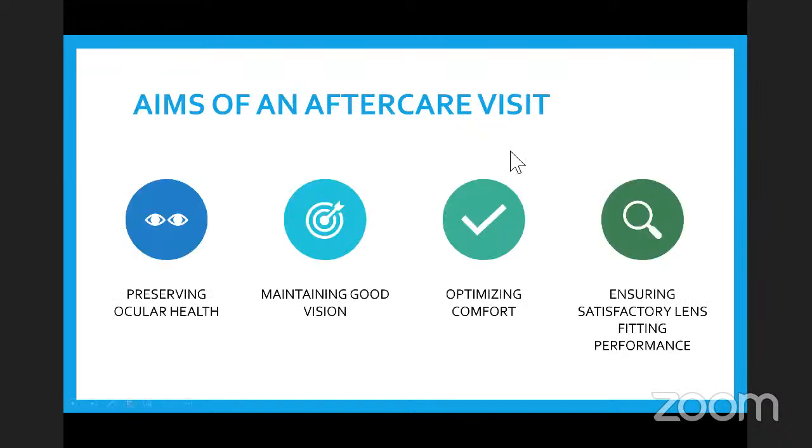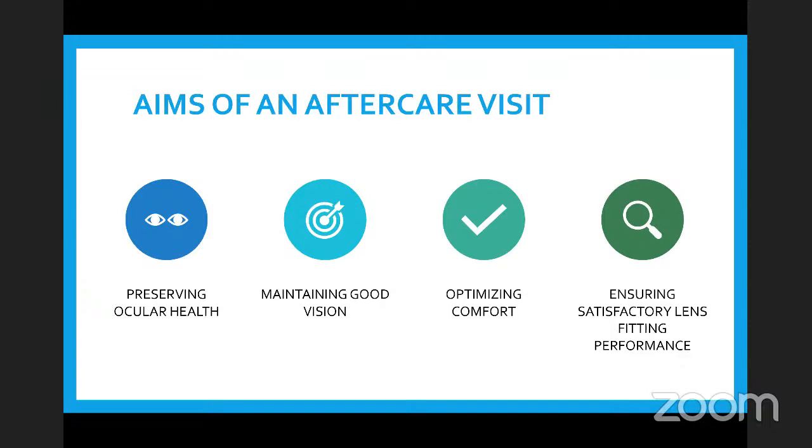So let's look at what are the aims of an aftercare visit. Why is an aftercare visit important? There are four very important aims on why we should conduct an aftercare. The first one is to understand the ocular health. We want to make sure that while putting in the lens, we are preserving the ocular health of the patient. Second, we also want to make sure that the vision is being maintained. So maintaining good vision is the second important aim of an aftercare.